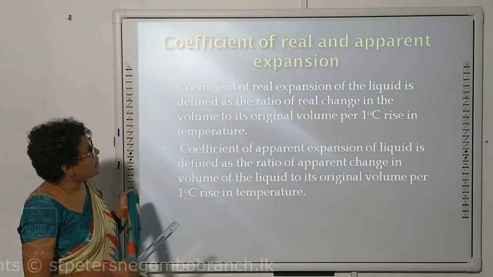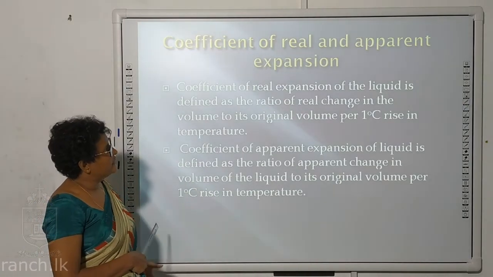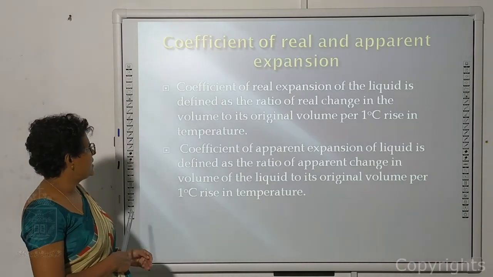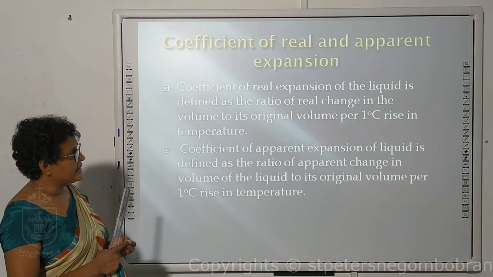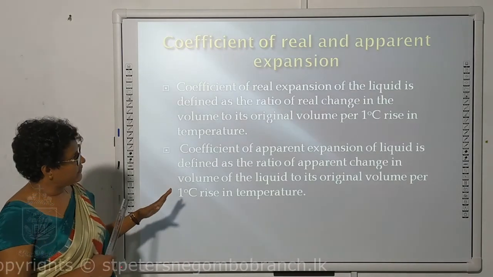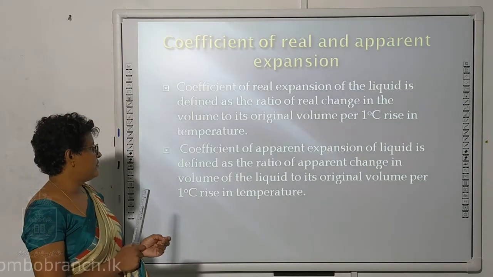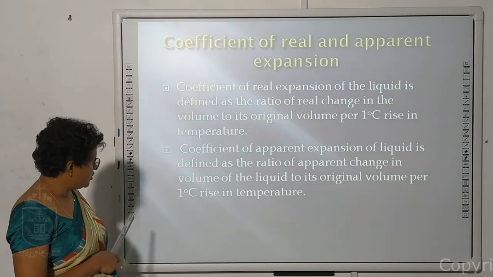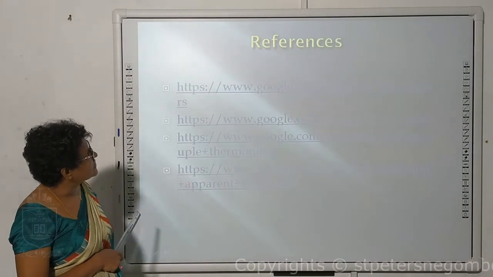Coefficient of real and apparent expansion. Now, the coefficient of real expansion of a liquid is defined as the ratio of real change in the volume to its original volume per 1 degree Celsius rise in temperature. Right? The coefficient of apparent expansion of a liquid is defined as the ratio of apparent change in volume of the liquid to its original volume per 1 degree Celsius rise in temperature.